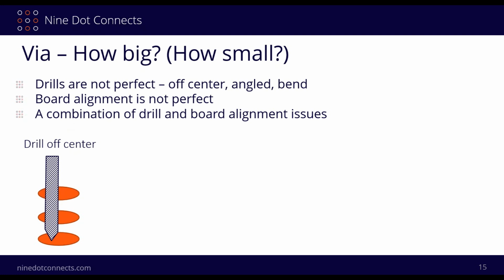How big of an annular ring do we need? The problem that we have is that there are manufacturing tolerances at play here, so we don't want to make something so small that everything's going to fail yield. So what are the problems that we're going to have? Well, first and foremost, we could have an off-center drill.